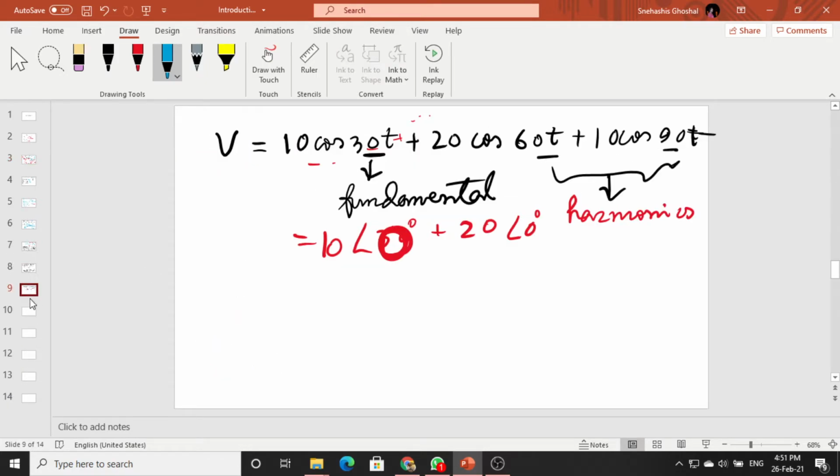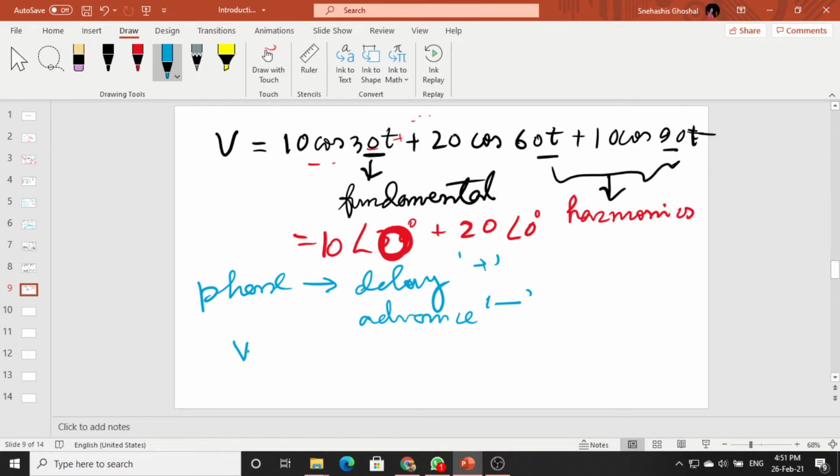So the concept of phase is also required. Delay means positive, advance means negative. Now in some signal, suppose 100 cos 60t, here omega is 60. I can write it as 10 angle 60 degrees. But let's go with this example.